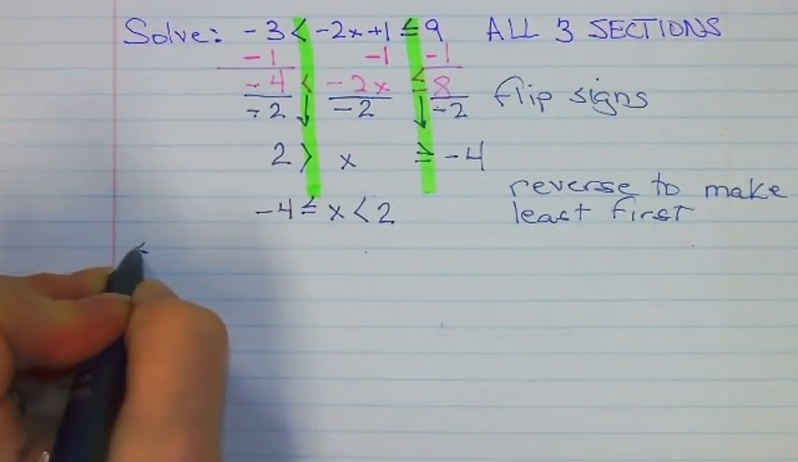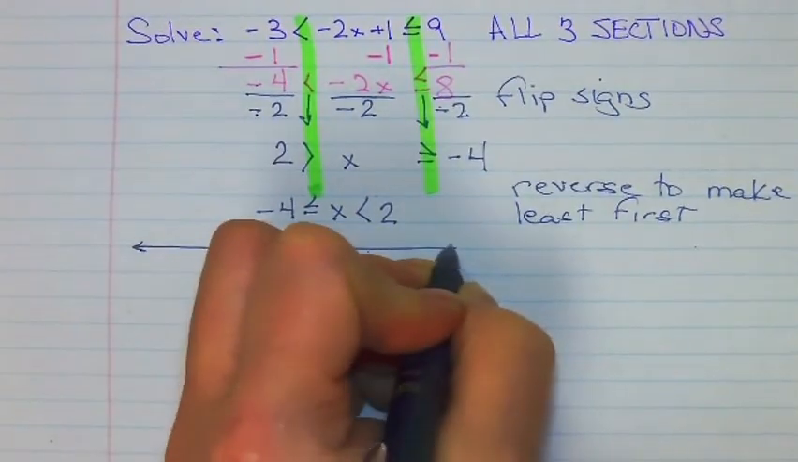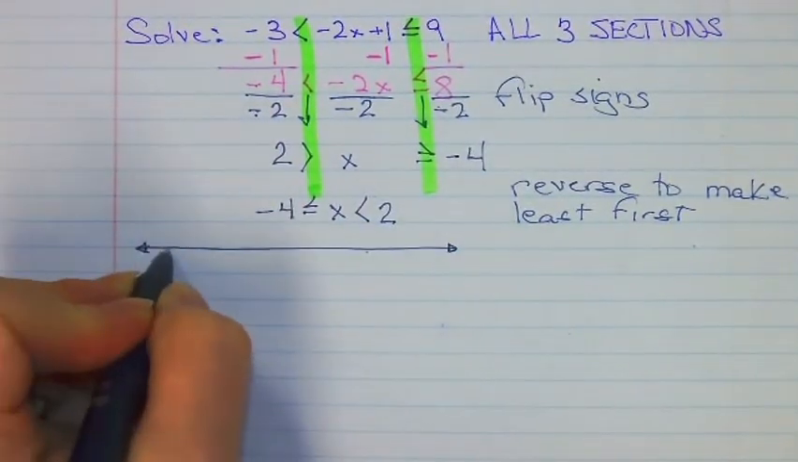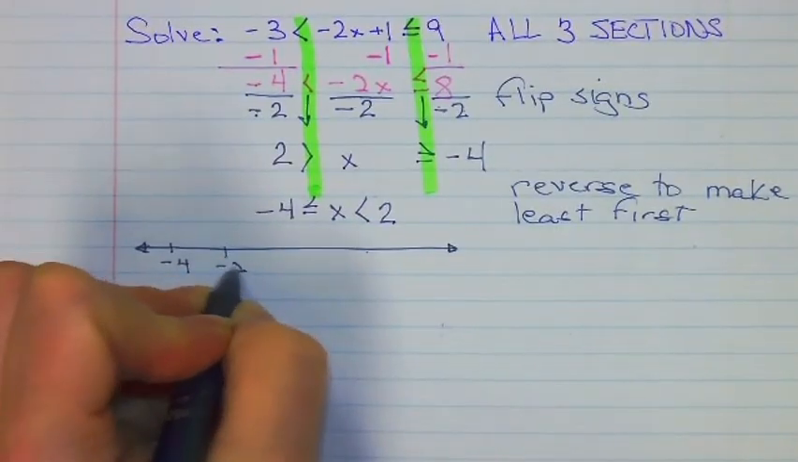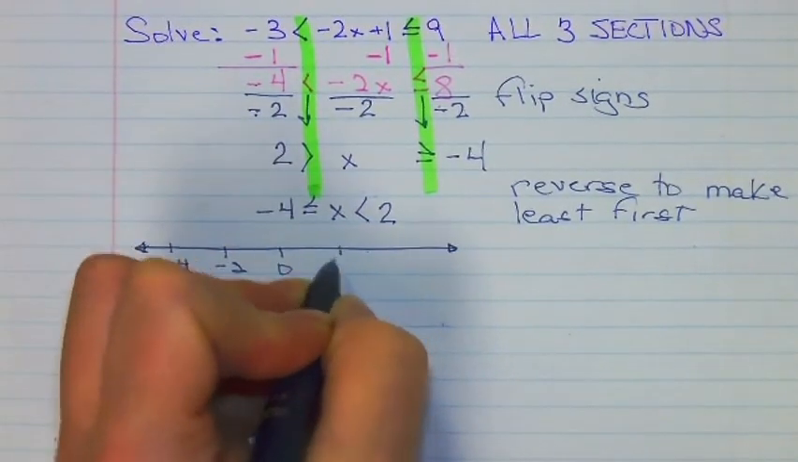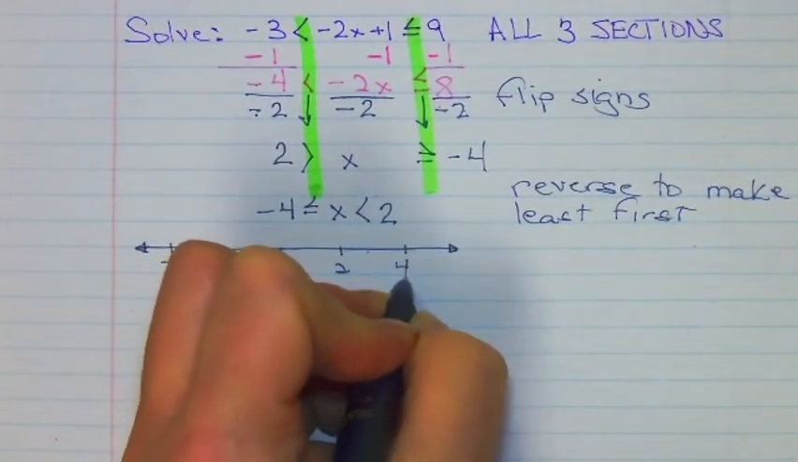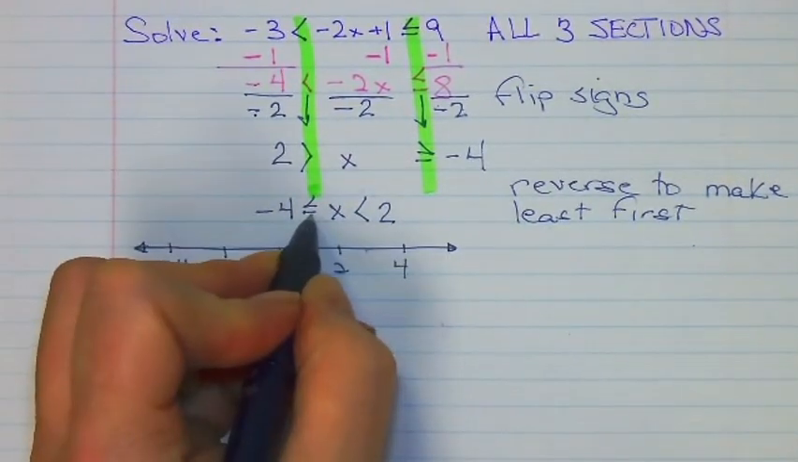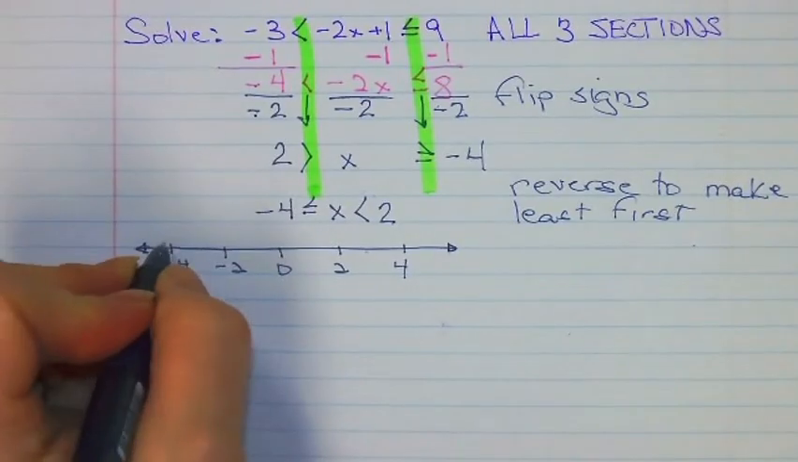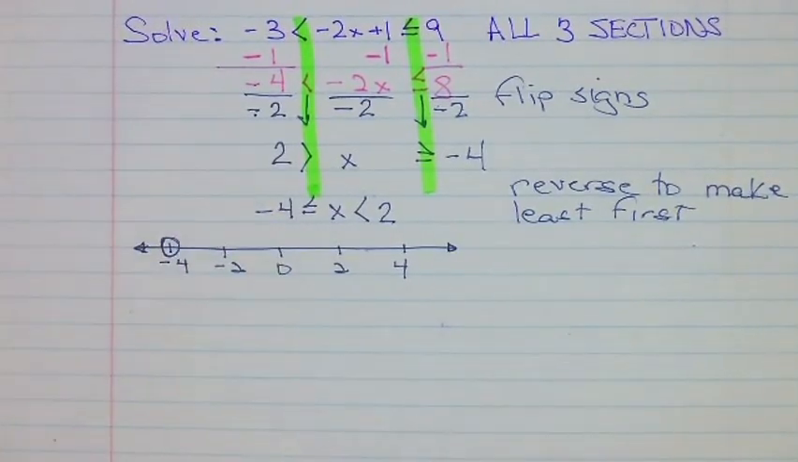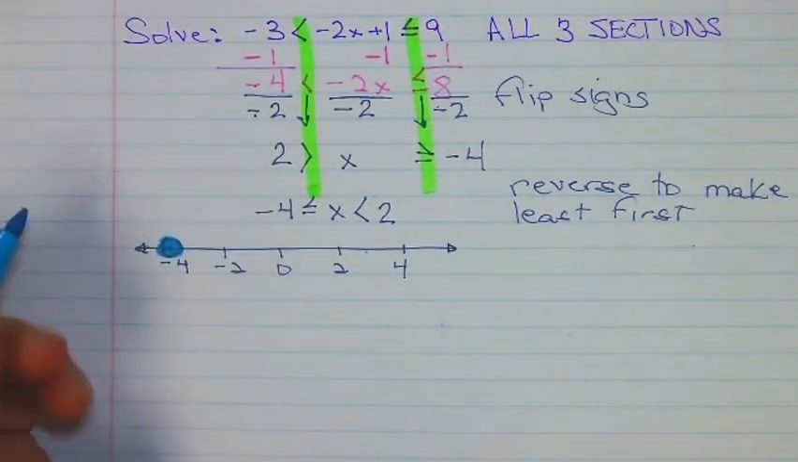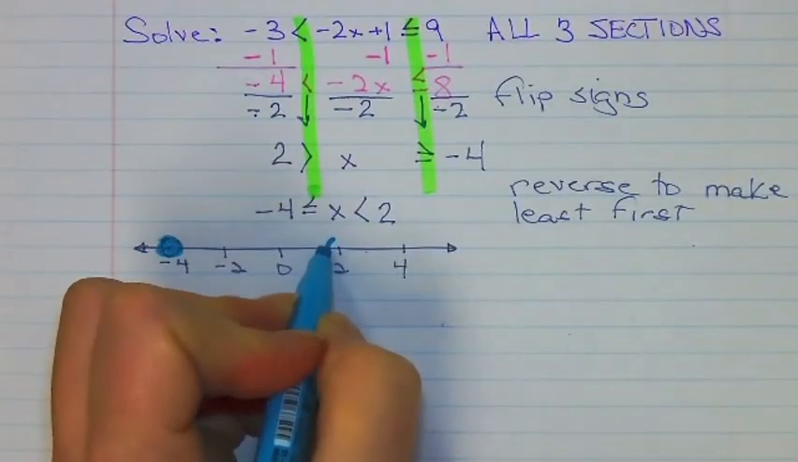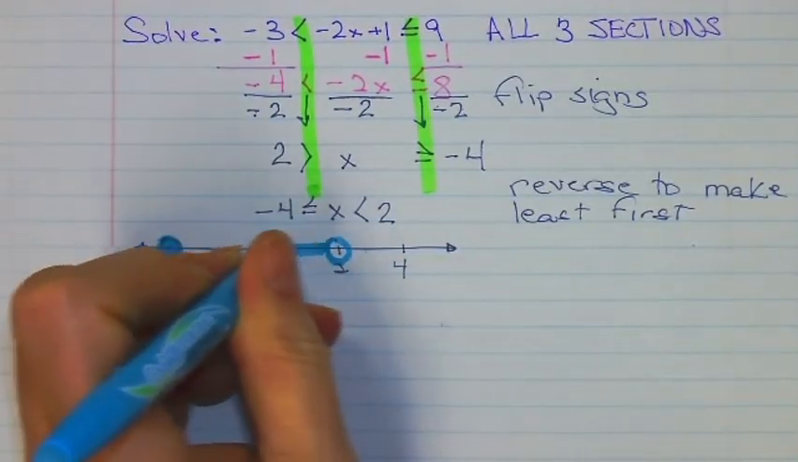Okay. And since we love a number line, I'm going to go -4, -2, 0, 2, 4. This is going to be a closed circle. Oops. Closed circle. This is going to be an open circle, and everything in between.